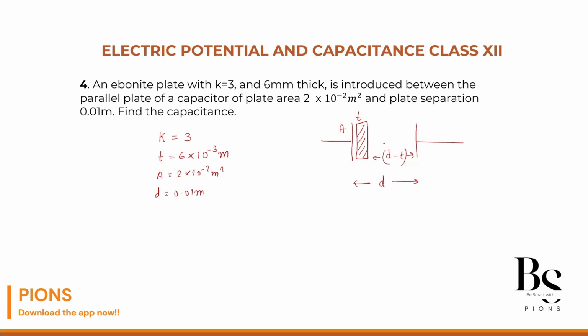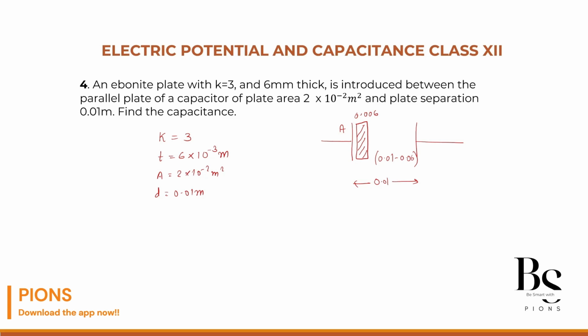Be very careful with this. Now what is D? Let's put the value. The value for D is 0.01. And what is T? T is 6 millimeter, so it will be 0.006, correct? So what will this gap be? That will be 0.01 minus 0.006. I'm just keeping it like this for the timing, I'm not solving it yet.